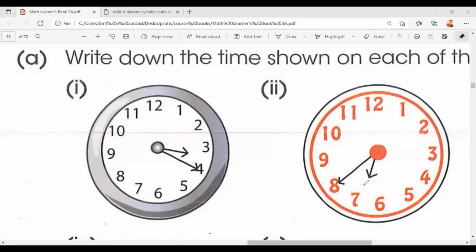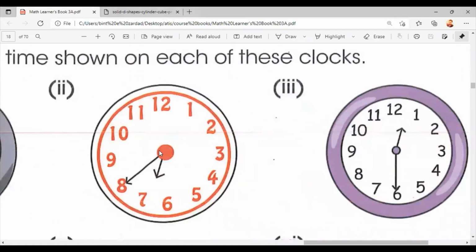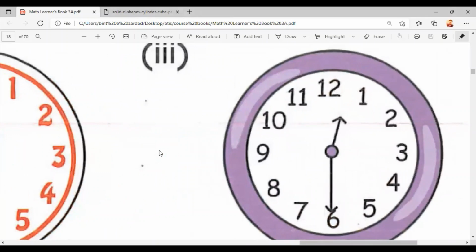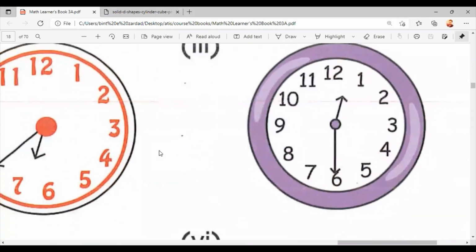Same like this, what's the time here? It is not on 7, so 6, 8 multiplied by 5, 40. We need to multiply for the big hand, for minutes, the number with 5. Any number where you see the big hand. So the time is 6:40. And like this, what's the time here? It's 12, not on 1. 6 multiplied by 5, 30. So the time here is 12:30.